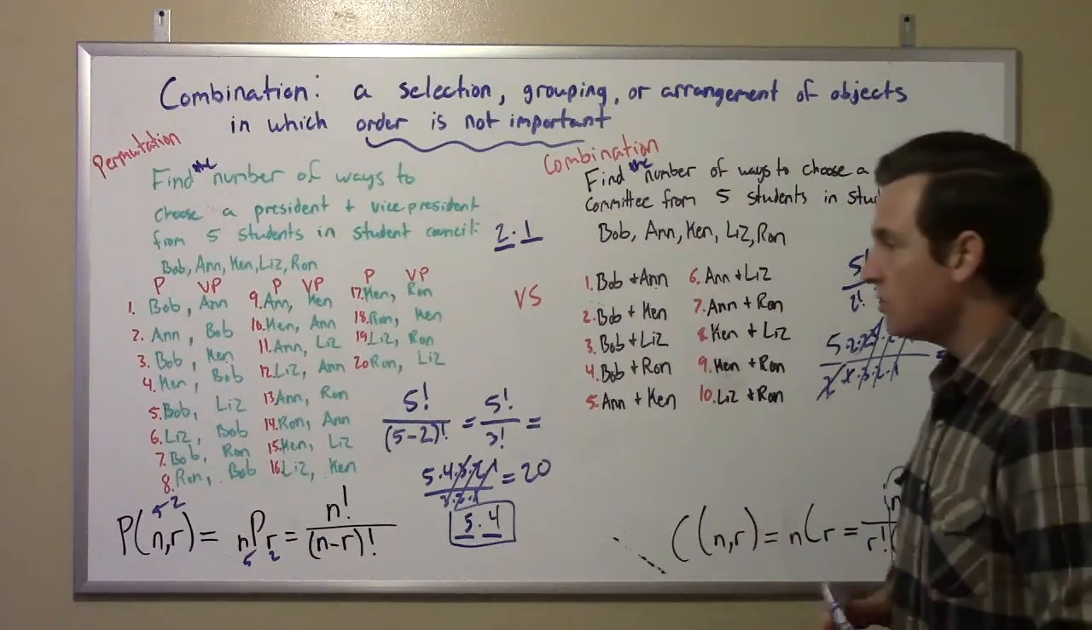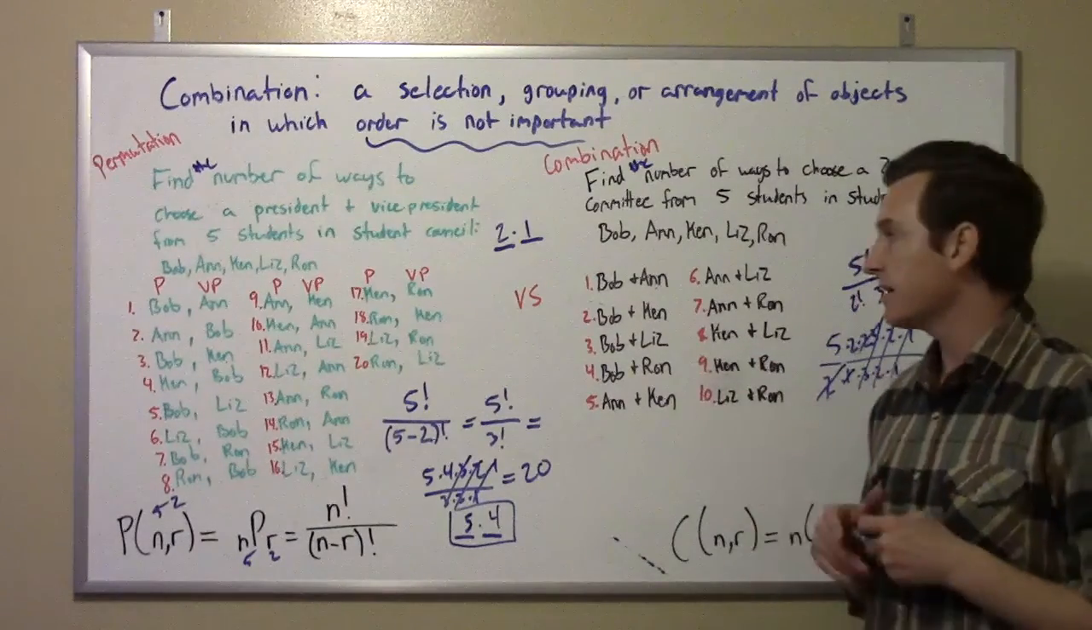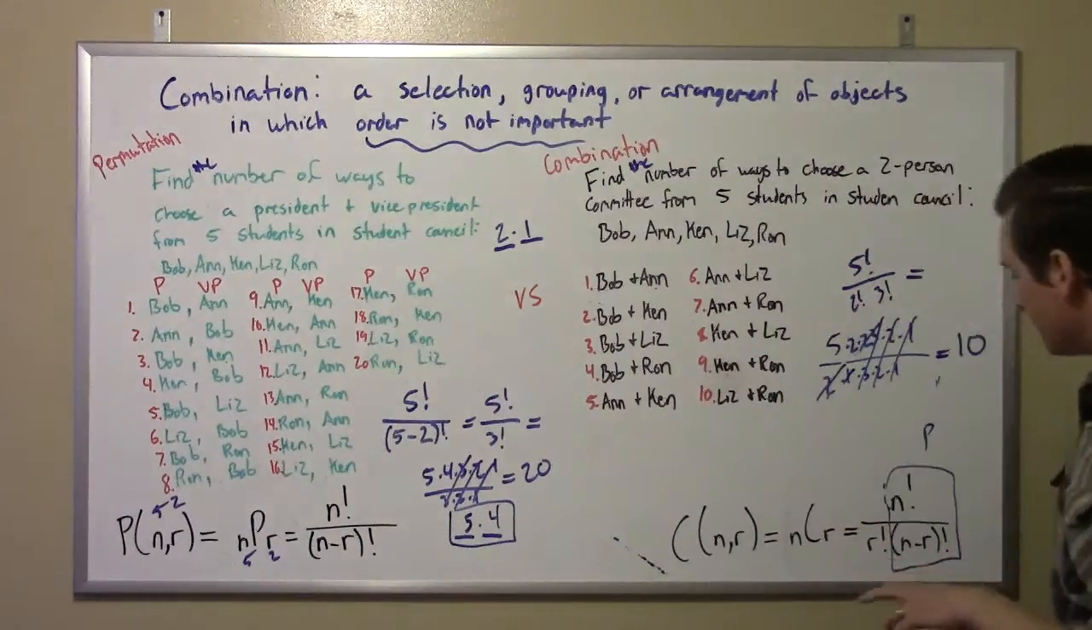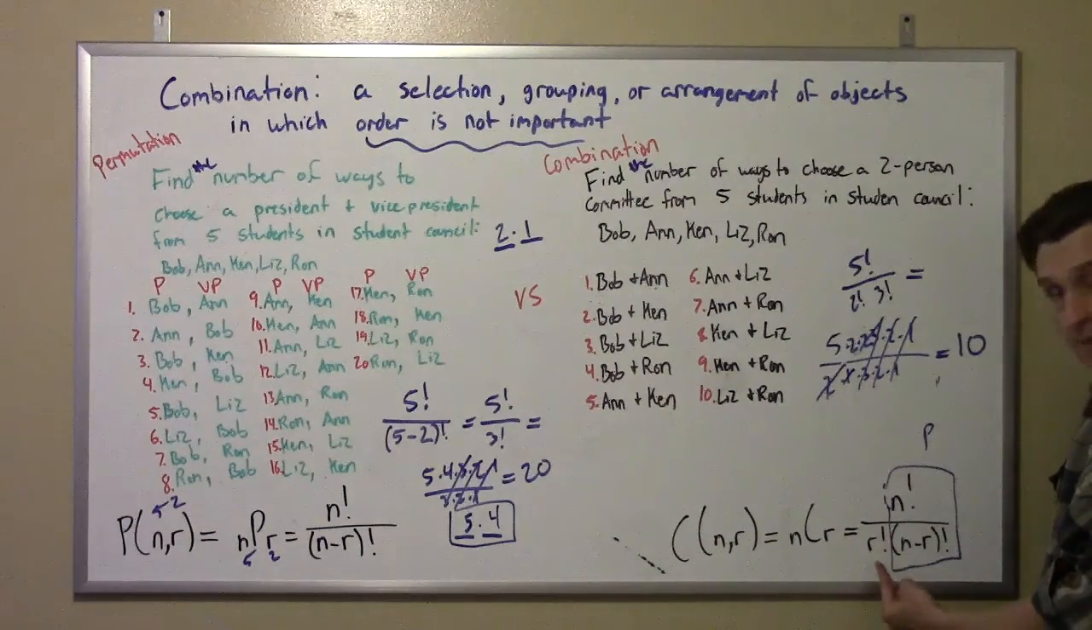Okay, next video we'll look at another example. We won't list out all the different options, and we'll practice and compare and contrast. But that's the main difference. And again, notice the formulas are very, very similar. The only difference is that in combinations, you have that extra r factorial down at the bottom.